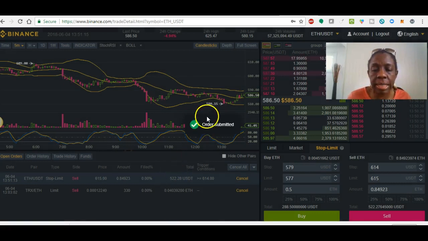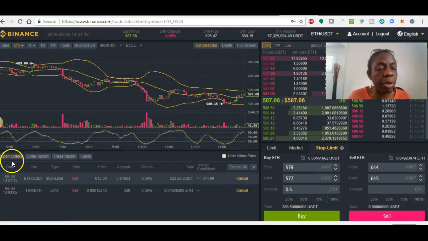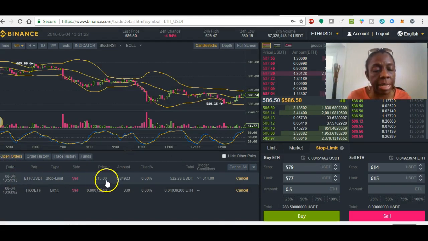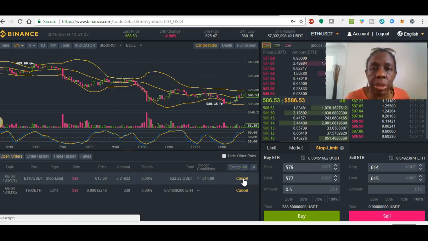As soon as I click yes, order submitted, and you come over to the bottom left here and you click on open orders, it shows the order you just set up. It's right there, just the way I set it up. It's not filled yet. And here it is. If I want to cancel it, now there are times when I would want to cancel.